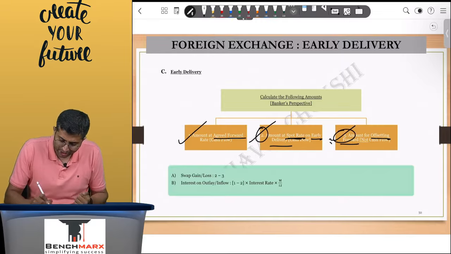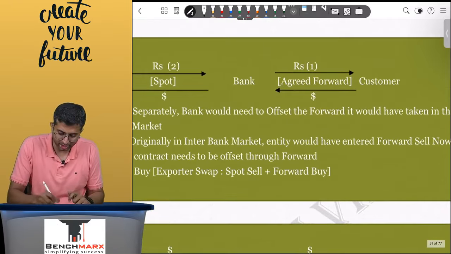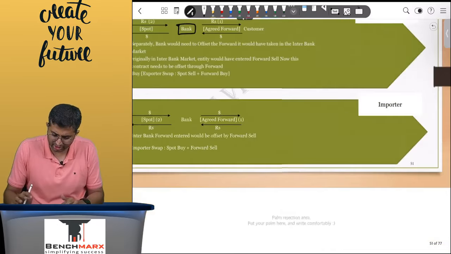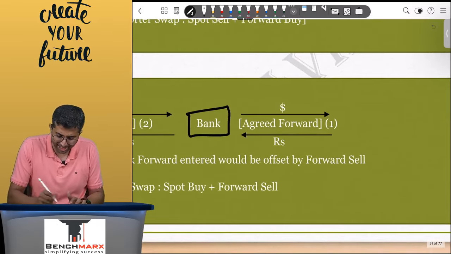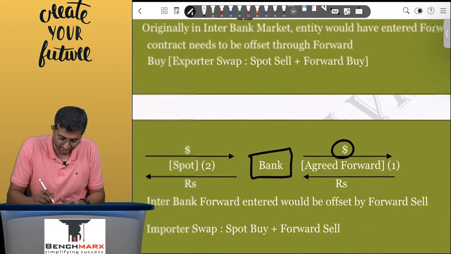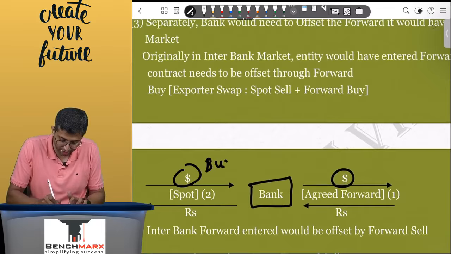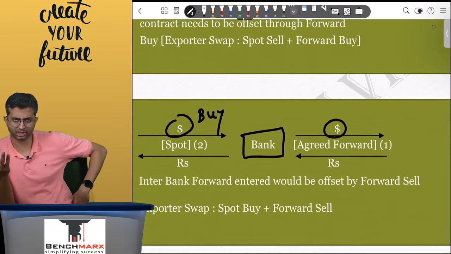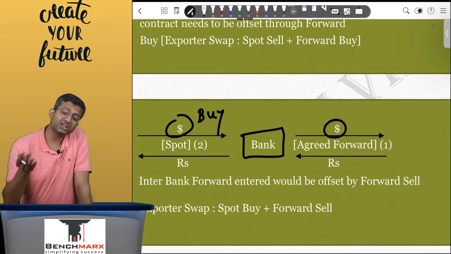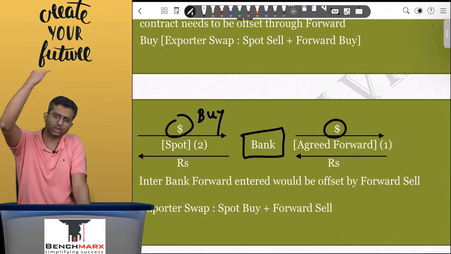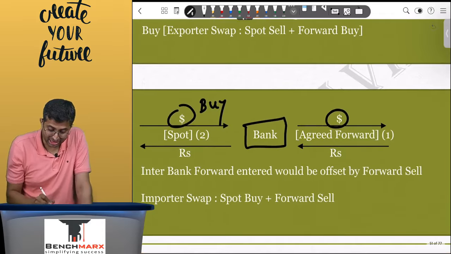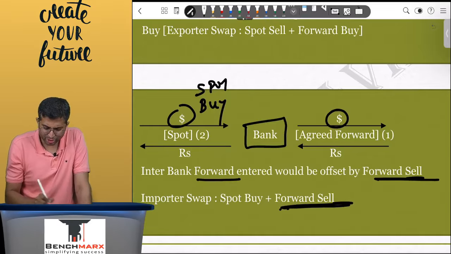Why is it swap? Because let's say we have taken the case over here, this is the exporter case. I think the case below is the importer case. If I am the bank, I have agreed to give the dollars. I must have purchased the dollars, bought the dollars. So this is buy, but at the same time, if the client was an importer, I must have entered into a contract to buy dollars on 31st March. Now that contract is not needed, in which case I'll have to cancel it by selling, and hence there will be a spot buy and there will be a forward sell. That's why there will always be opposite actions.